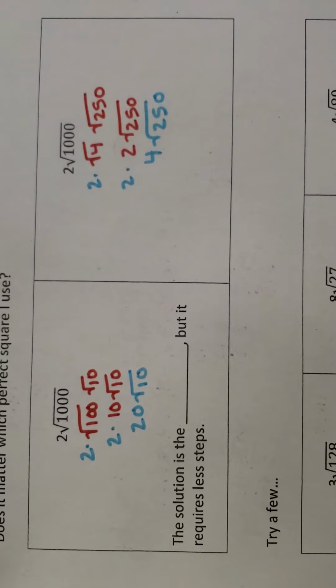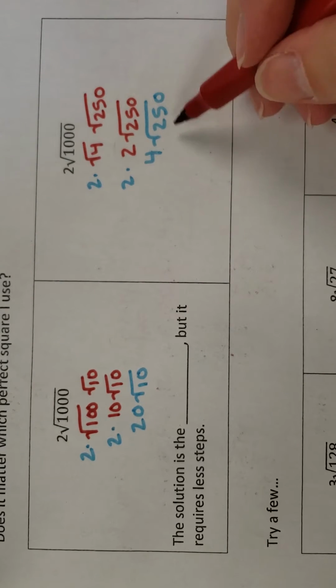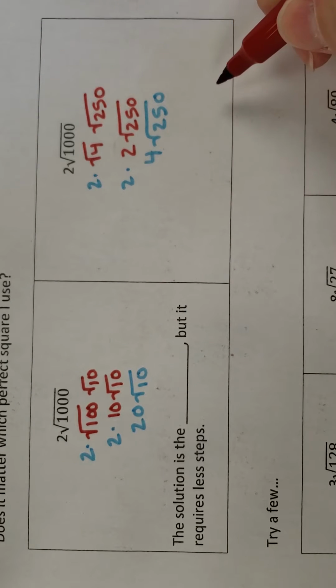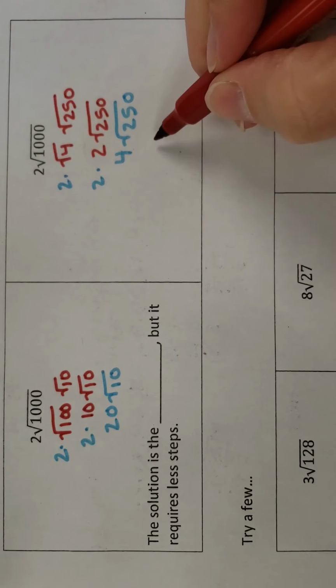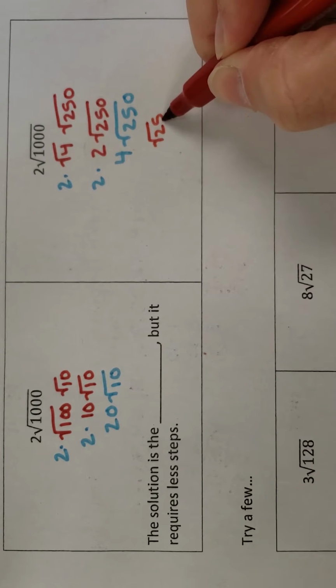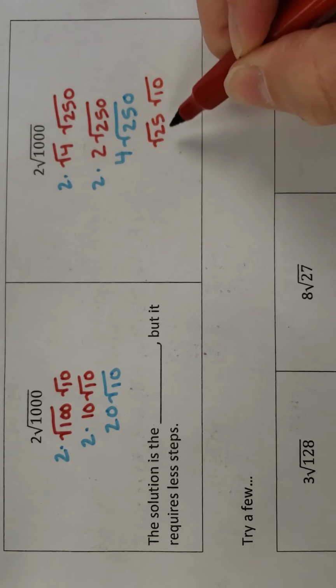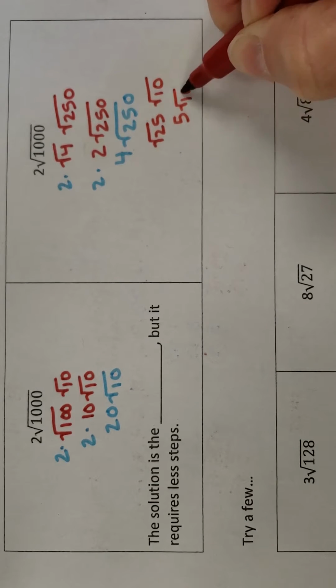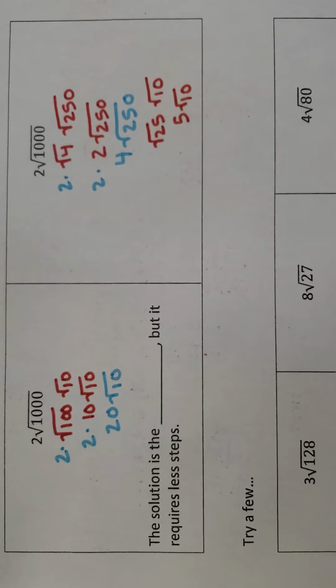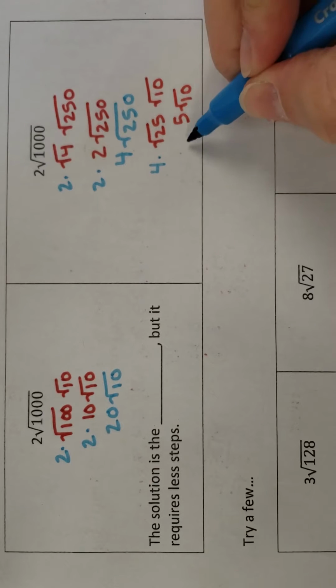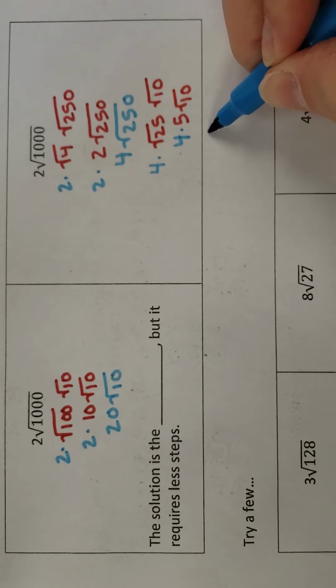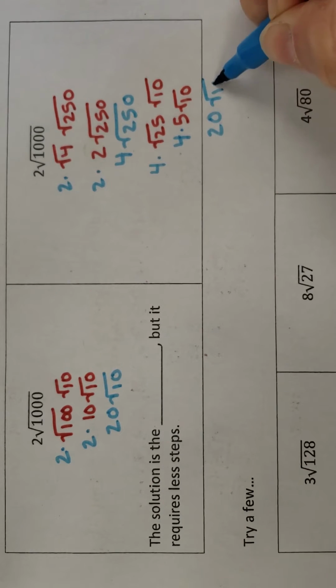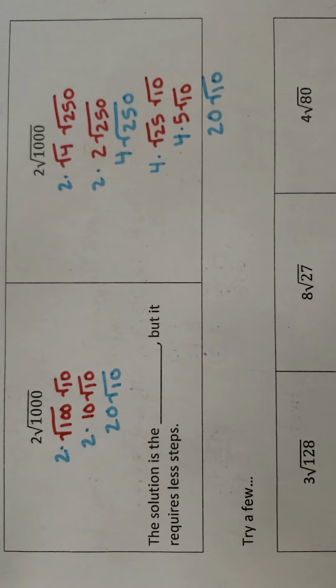Well, hopefully that looks wrong to you, because you may see right away, there's a perfect square factor that goes into 250. 25 goes into 250 10 times. Square root of 25 is 5 square roots of 10. And then there's the 4 on the outside. There's 4 groups of that. 4 groups of 5. 4 times 5 is 20 square roots of 10. So you get the same results, but literally twice the number of steps.